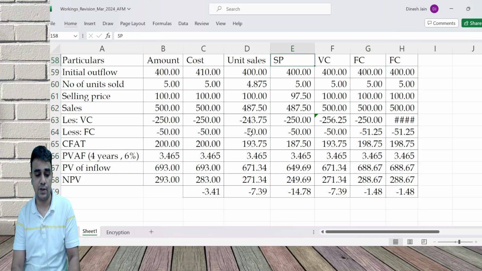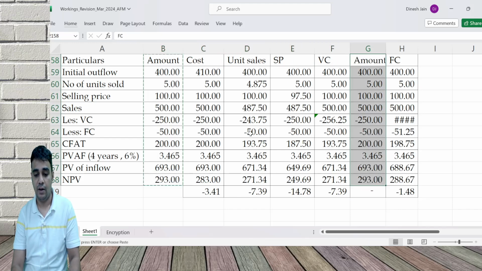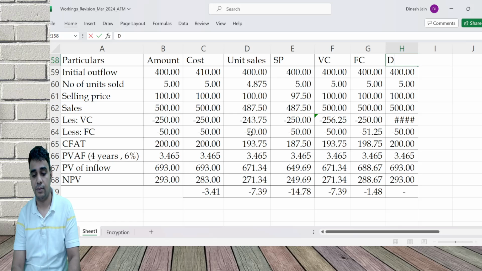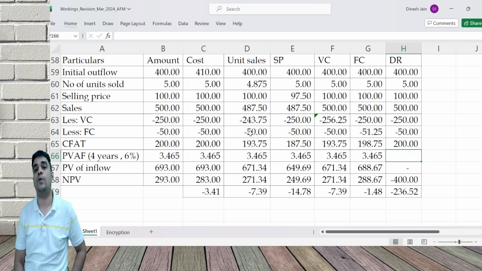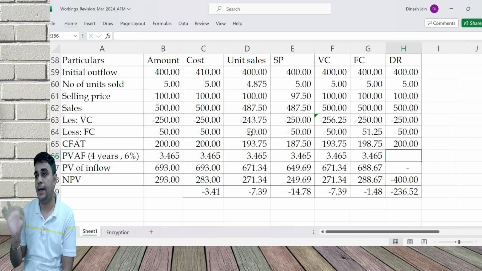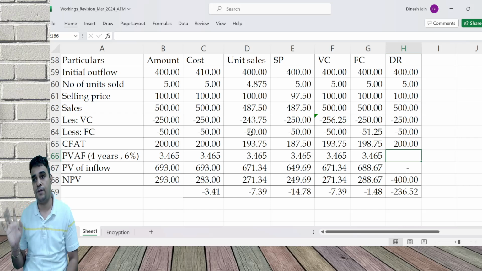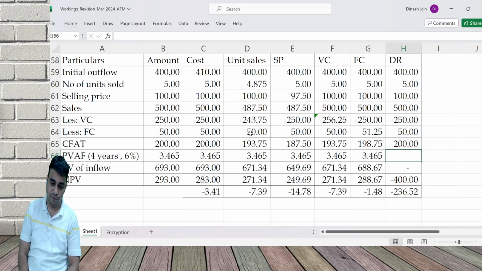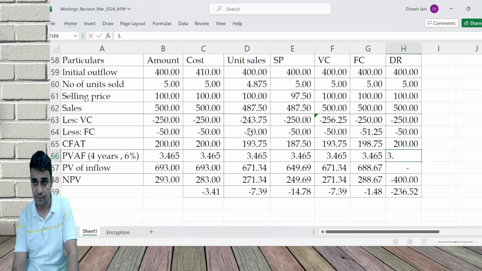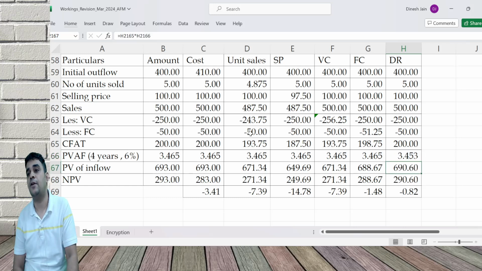What's the next factor? Discount rate. Discount rate is the original figure. Originally, what was the discount rate? 6 plus 2.5%, do it in the calculator. So give me a 4-year annuity factor for 6.15. 6 plus 2.5 is not 8.5, okay? If you do it that way, that is a 40% change. 3.45. So this has an impact of 0.82%.